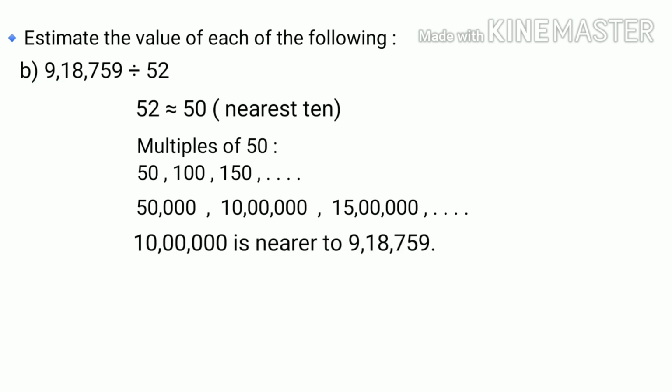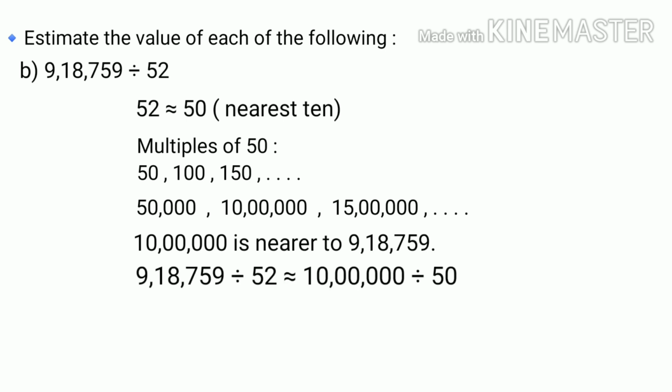We can see that 10 lakh is nearer to 9,18,759. So we round 9,18,759 to 10 lakh. Now that we have rounded off both the numbers, we can divide them. To make the division easier, we can remove a zero each from the dividend and the divisor. So after removing a zero each from 10 lakh and 50, we get 1 lakh divided by 5. Now when we divide 1 lakh by 5, we get 20,000. So this is the estimated quotient.